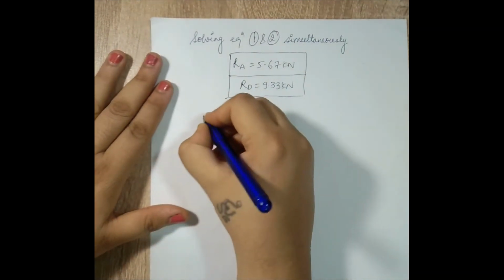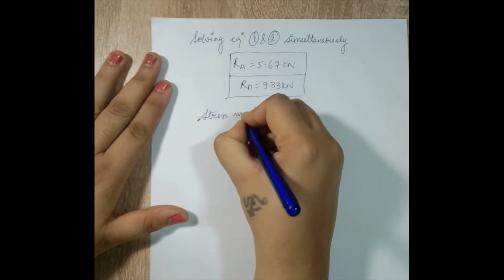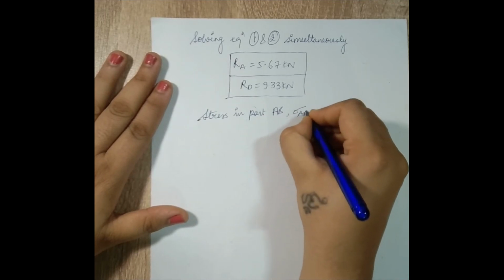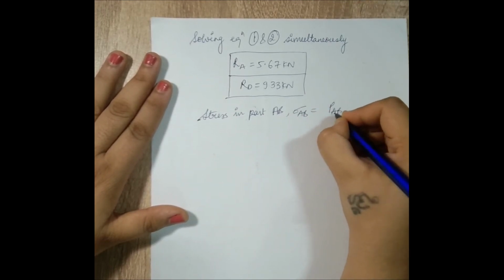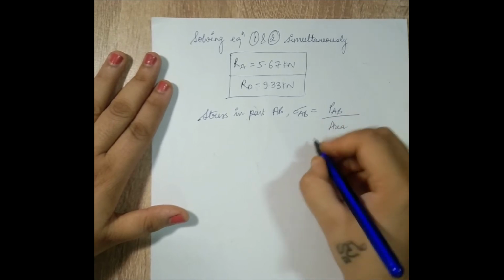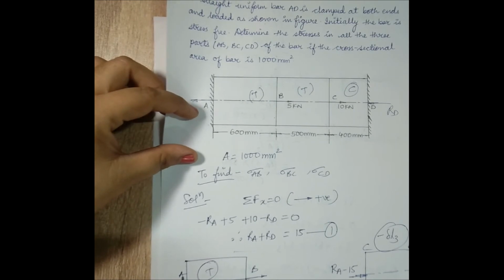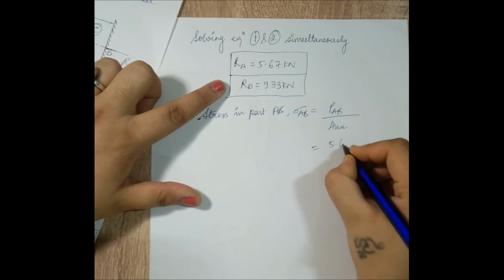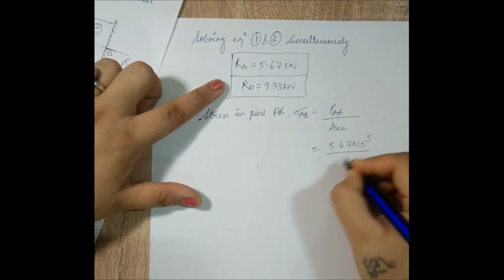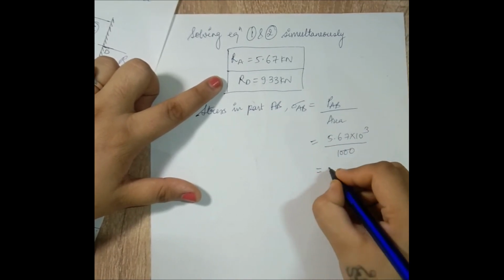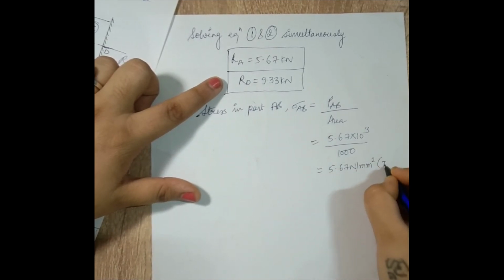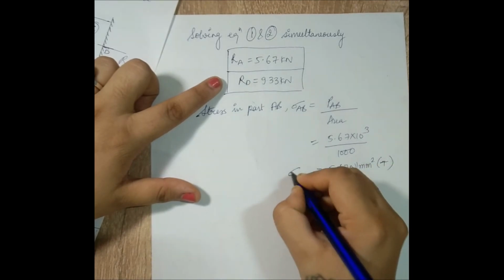So if I have to calculate the stress in part AB, which is sigma AB, will be load in AB upon area. So load on AB portion, if you see the diagram, on AB portion the load is say RA. So the value of RA is 5.67 into 10 raised to 3 divided by 1000. So stress is 5.67 Newton per mm square. This is tensile. So this is sigma AB.